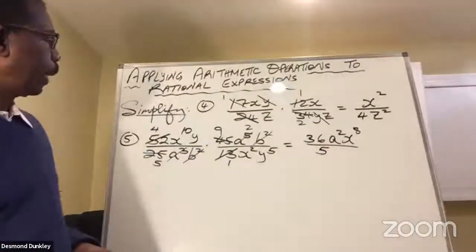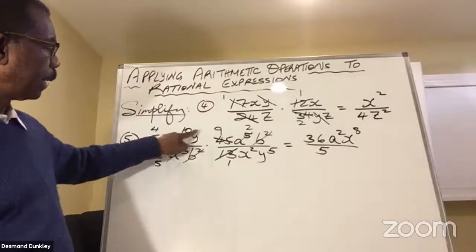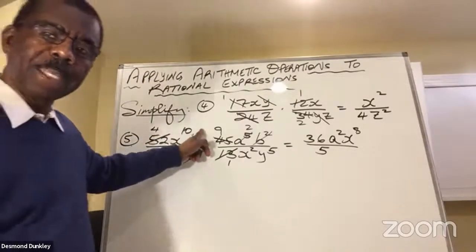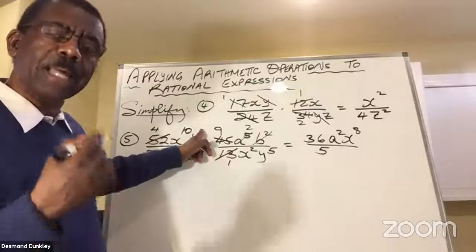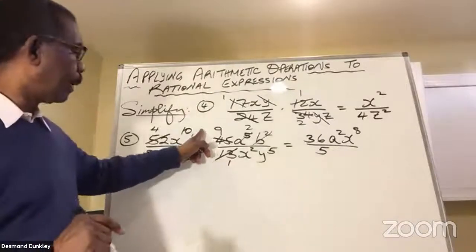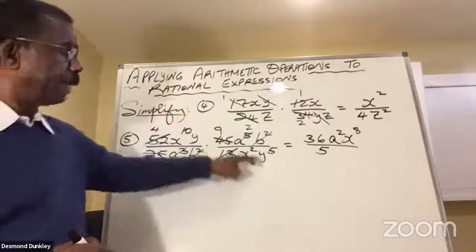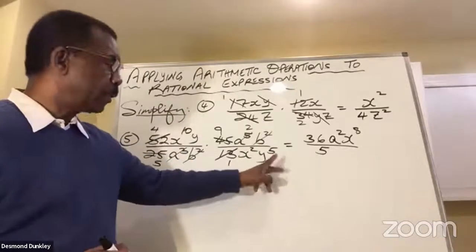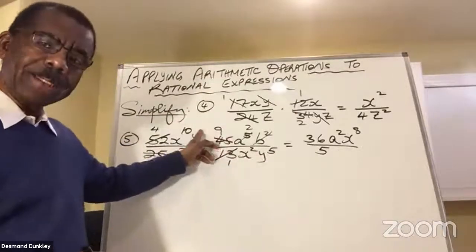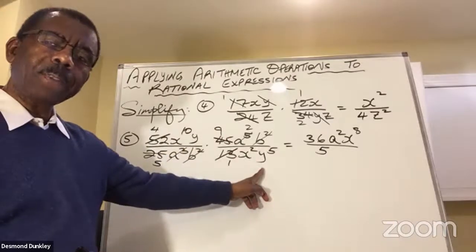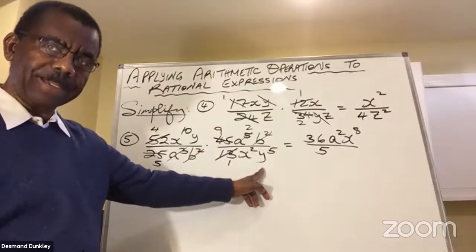And then what do we have? We have y on top, that's y to the power 1. If the exponent is not written, it's to the power 1. And this is y to the 5th. So you have 1 y on top and 5 y's on the bottom. So one of these gets canceled by that. So we're left with y to the 4th on the bottom. Make sense? Good.